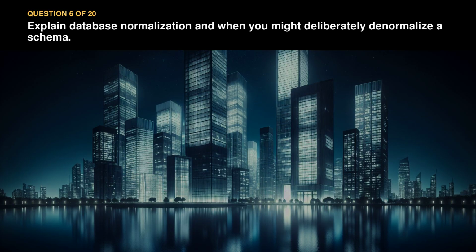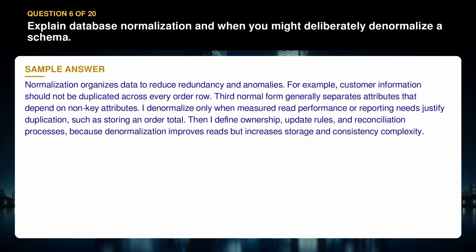Question 6. Explain database normalization and when you might deliberately denormalize a schema. Normalization organizes data to reduce redundancy and anomalies. For example, customer information should not be duplicated across every order row. Third normal form generally separates attributes that depend on non-key attributes. I denormalize only when measured read performance or reporting needs justify duplication, such as storing an order total. Then I define ownership, update rules, and reconciliation processes, because denormalization improves reads but increases storage and consistency complexity.